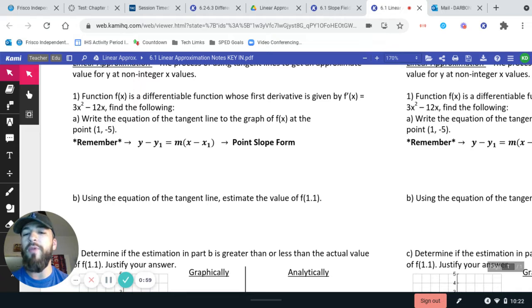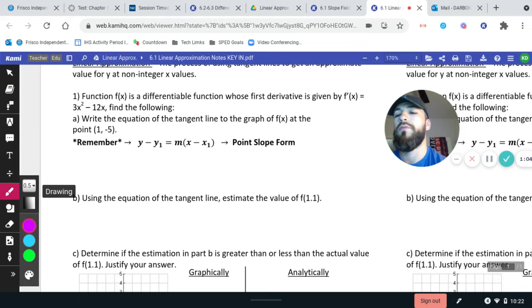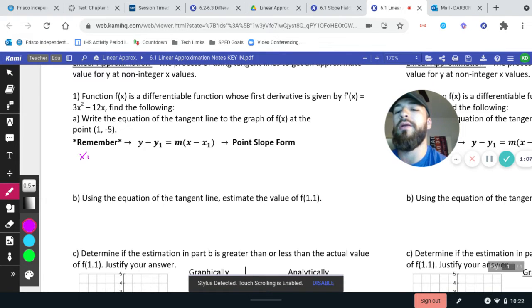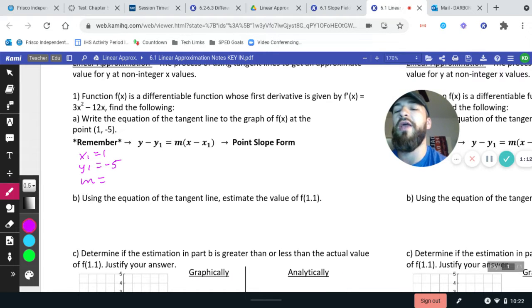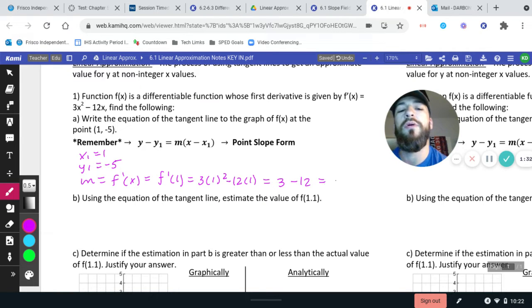So we have our point, we have x1 and we have y1. So x1 equals 1, y1 equals negative 5. We do still need our m, and remember we get m from our derivative, so m is equal to f prime of x. So f prime of 1 is equal to 3 times 1 squared minus 12 times 1, which is just 3 minus 12, which is equal to negative 9.